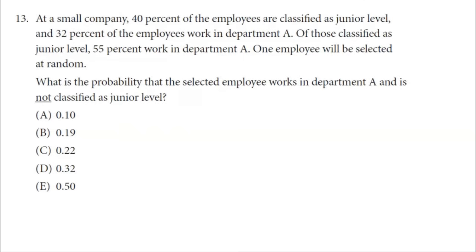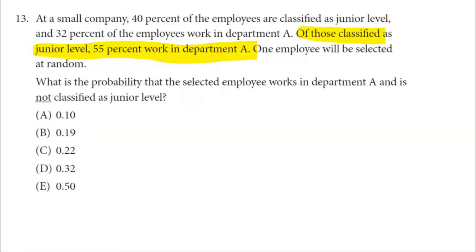Now, before I read the question, I want to note that this last one is a conditional probability because it says of those that are classified as a junior level. So they gave me a condition, which made that a conditional probability or a conditional percentage or a conditional proportion. All right, now for the question. What is the probability that the selected employee works in Department A and is not classified as junior level?